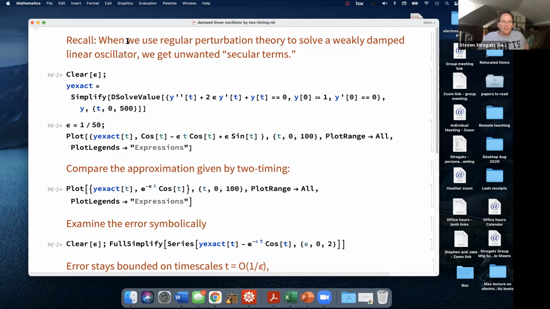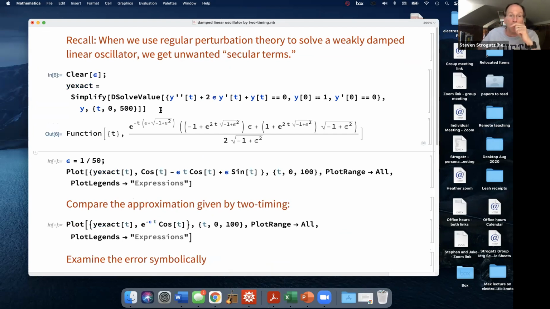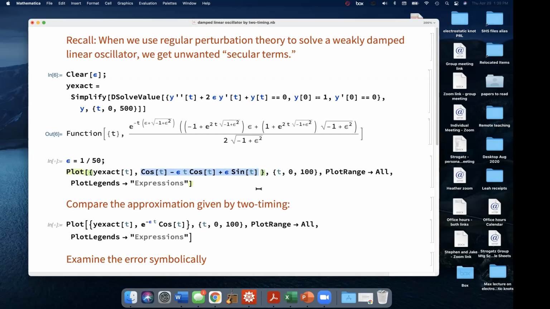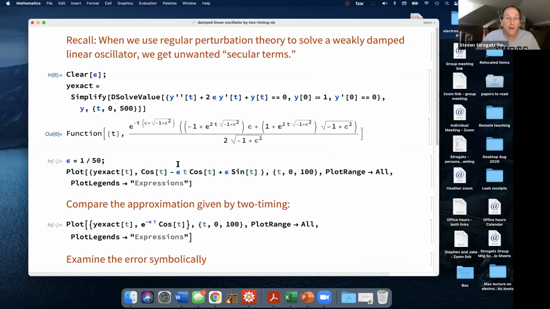right, we did this problem last time with the damped linear oscillator. We saw these secular terms. So let me just remind you what that looks like. This is the exact solution. It's kind of complicated looking, but it's got a bunch of epsilons all over the place in exponents and in amplitudes. So there's the exact solution. Now, how does it compare to this expression right here, which is the prediction from regular perturbation theory? Recall that term has this undesirable epsilon t sitting right here in the amplitude.